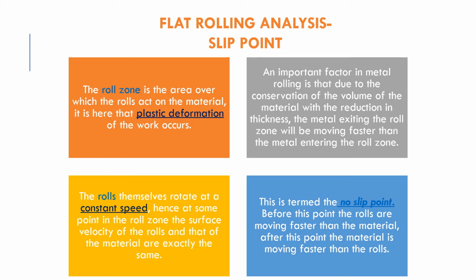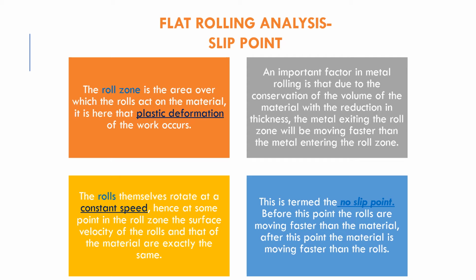So the area where the plastic deformation of the work material happens is called the roll zone. In this area, the material will deform into the shape that we want. What we have to know is that when the metal enters the roll zone, the velocity of the starting material is slower compared to the velocity after it has entered the roll zone. The roll itself moves at constant speed.